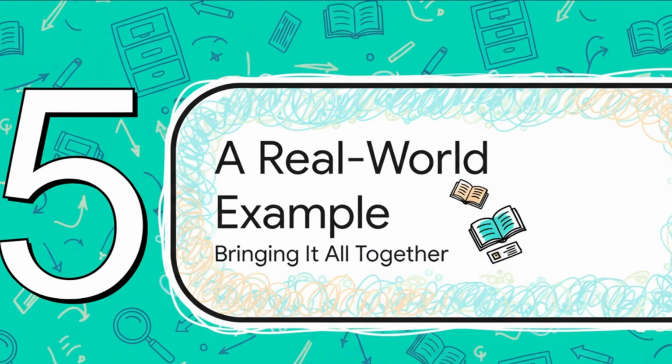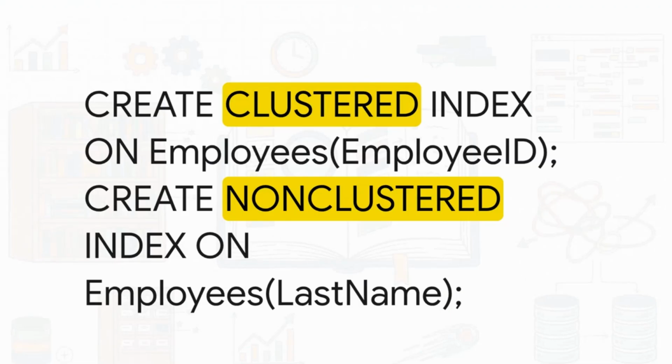Okay, enough theory. It's great to talk about libraries and card catalogs, but what does this stuff actually look like when you're writing code? Let's get practical with a real-world SQL example. So let's say we've got a standard employees table. The employee ID is a fantastic choice for our clustered index. It's almost always your primary key, it's unique, it's sequential, perfect. Then, we know our HR department is constantly searching for people by last name. So, we'll create a separate, non-clustered index on that last name column to make those lookups instantaneous.